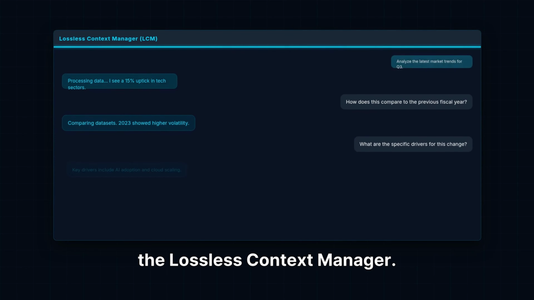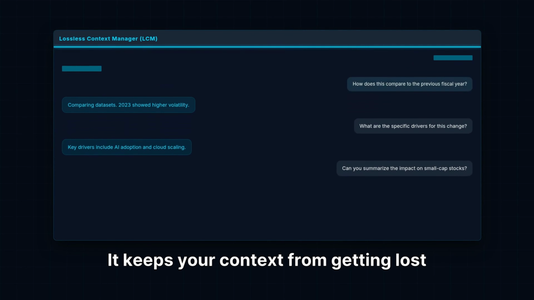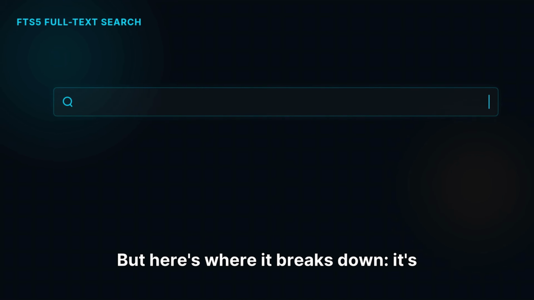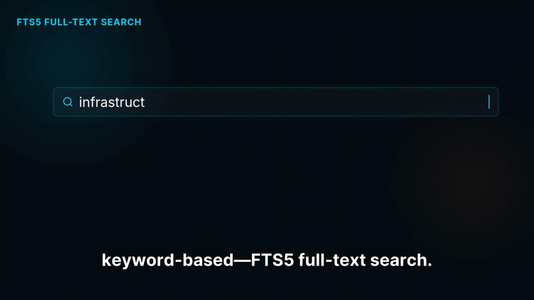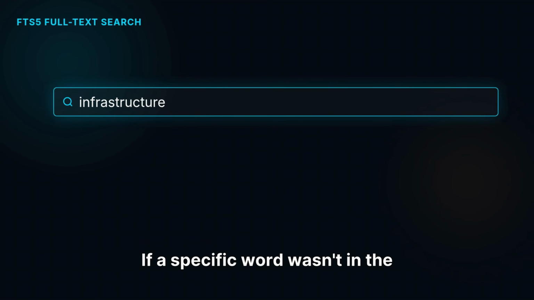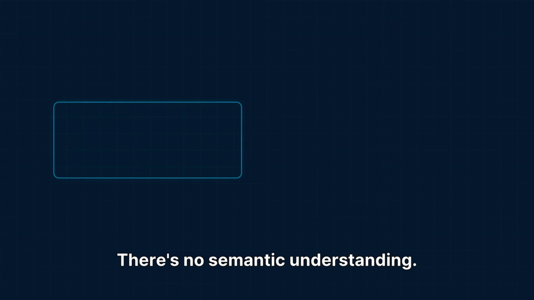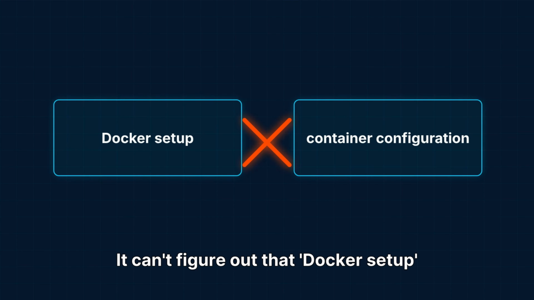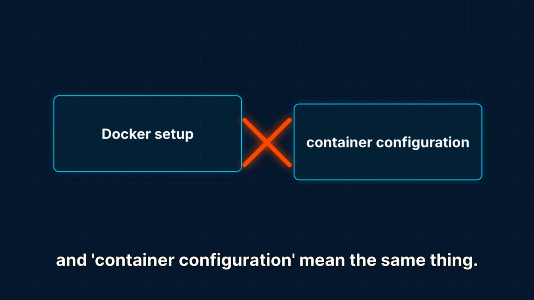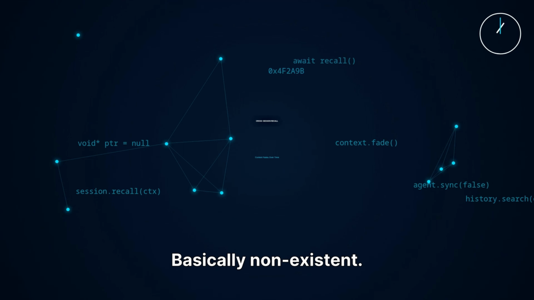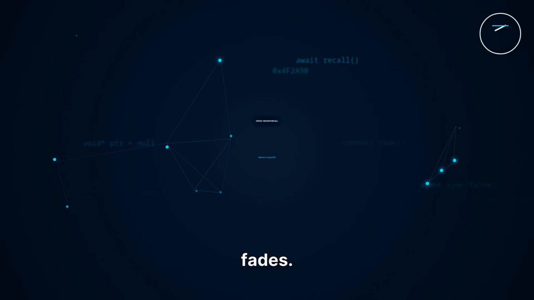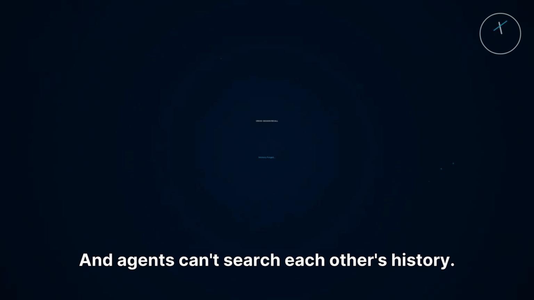The Lossless Context Manager. It keeps your context from getting lost as the window fills up. But here's where it breaks down. It's keyword-based, FTS5 full-text search. If a specific word wasn't in the summary, you get nothing. There's no semantic understanding. It can't figure out that Docker setup and container configuration mean the same thing. Cross-session recall? Basically non-existent. Once a conversation is done, that context fades, and agents can't search each other's history.